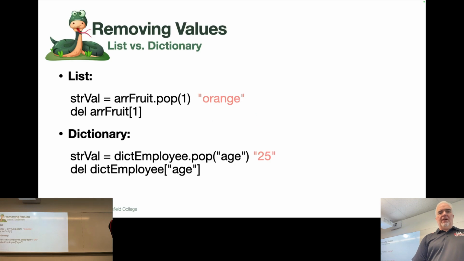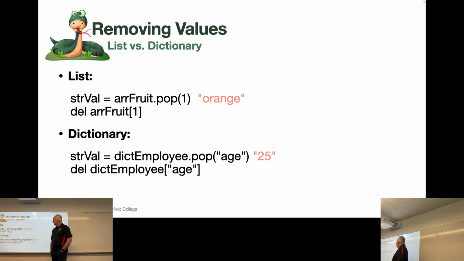Removing values is a little bit different. Now, I don't want to just change the value to 0. That doesn't remove it from the list. If I want to remove it from the list, I am going to use a method called pop.